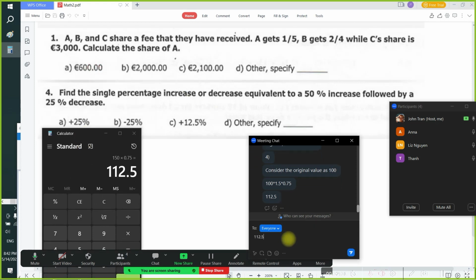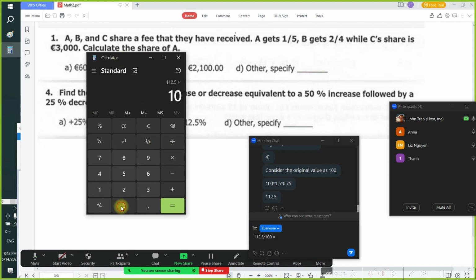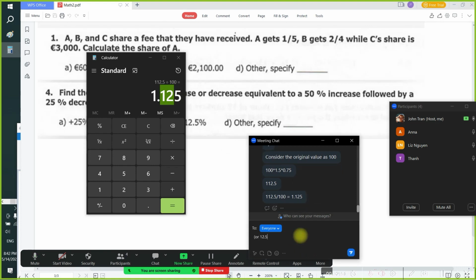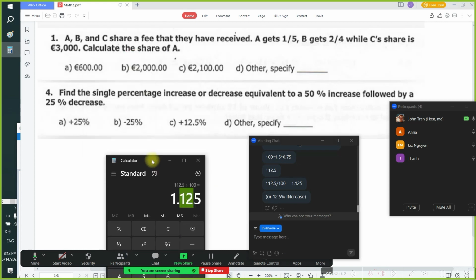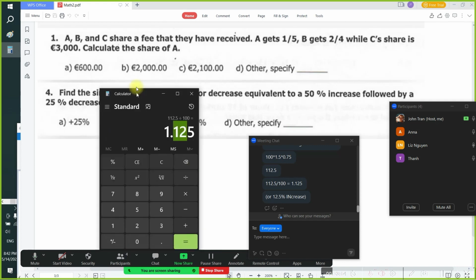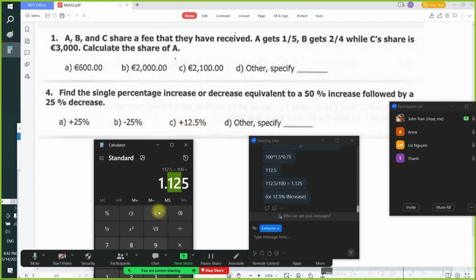Compared to the original value, you take 112.5 divided by 100. You get what? So this one will tell you the difference, isn't it? So this is 12.5%, a 12.5% increase. Yeah. So C. There are a lot of questions that look like this.